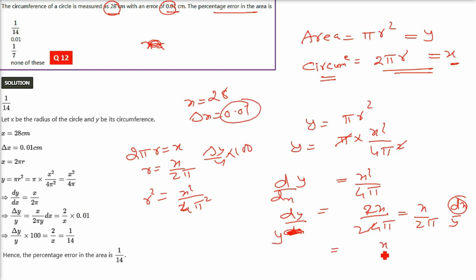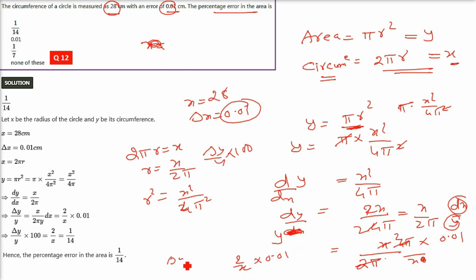I have y already computed. Initially I told you already what is y, because pi r square I changed it in terms of x. On the right we have x by 2 pi. dx is already known to us, which is delta x 0.01, and now y has to be in the denominator. Whatever is there in the numerator, it has to be there. Now cancel all those things. I am again showing you how to compute this y in terms of x. So we have x square by 4 pi. So x square by 4 pi goes up. x gets cancelled. You have 2 pi with 2. 2 by x into 0.01.